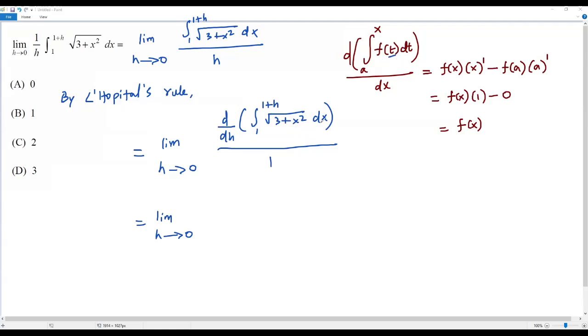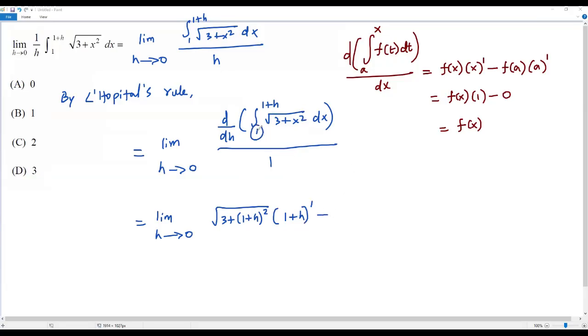Now what we have done over here is we replace the variable t by the upper limit. The same thing, we have to replace this variable x by the upper limit 1 plus h. Then I am getting square root of 3 plus (1 plus h) the whole square. Now I plugged in the upper limit for the variable over here. Further, I have to get the derivative of this 1 plus h, like what I have done over here. That is (1 plus h) prime. Now we have to take a negative sign in the same function.